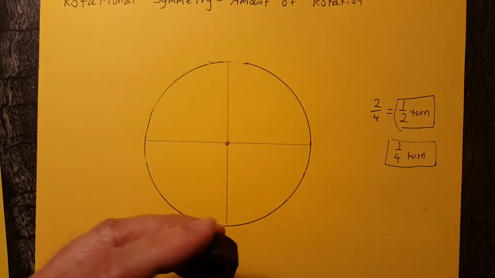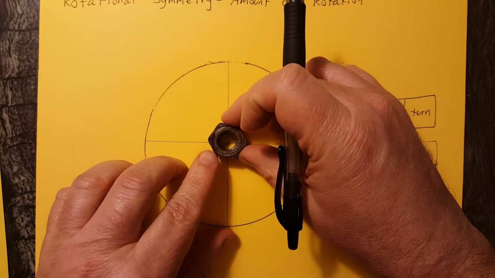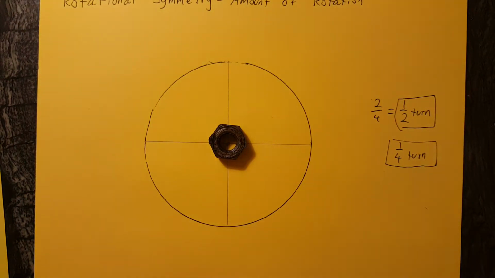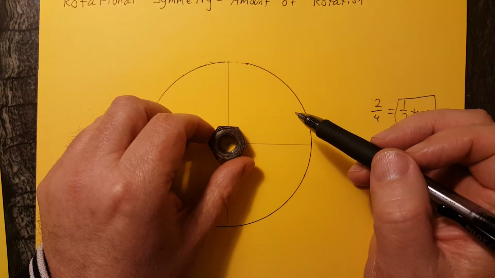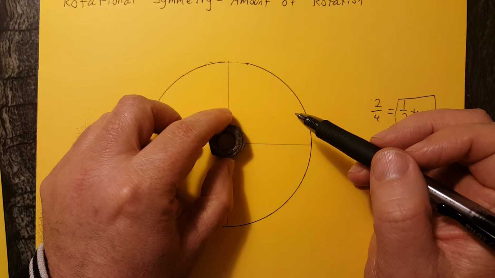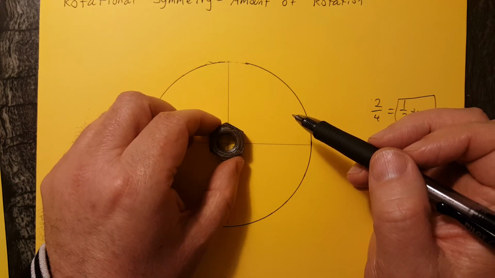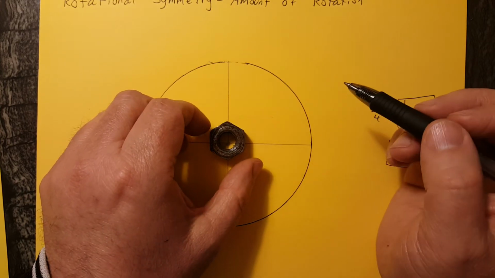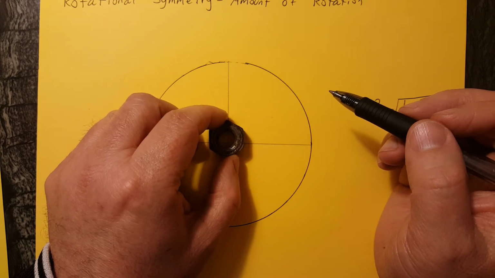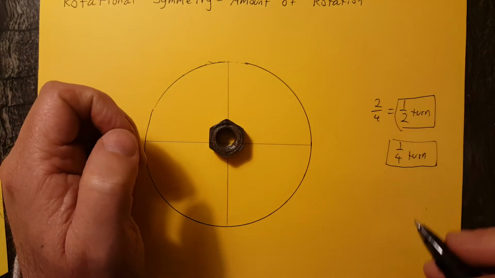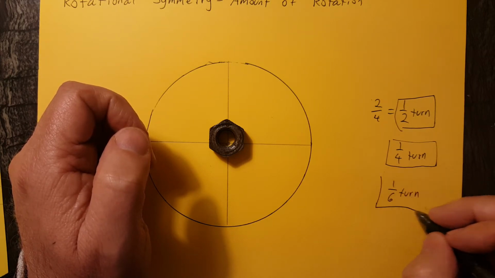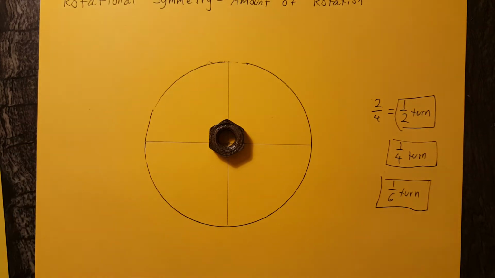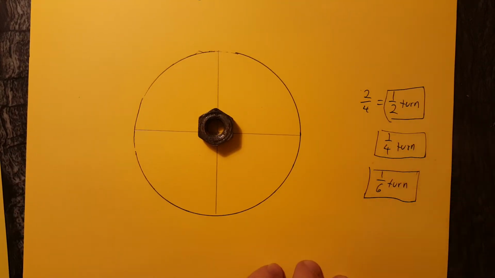This shape here is known as a hex nut. It's called a hex nut because it's a hexagon. It has 6 sides. So I can turn it 6 times. Let me start over again. I lost where I was. If I start it here and I turn it 1/6 of a turn, it's back to the same orientation. So it has 1/6 turn is the amount of rotation. Okay? That's the main thing for today, is knowing how much it has to turn.